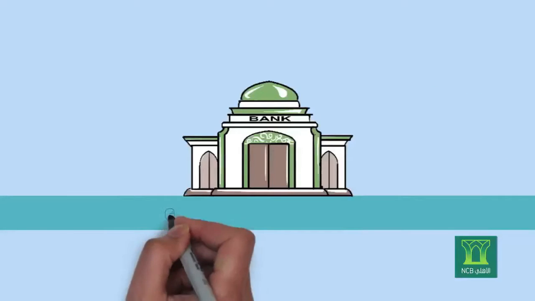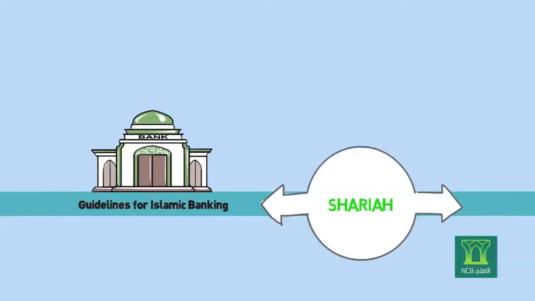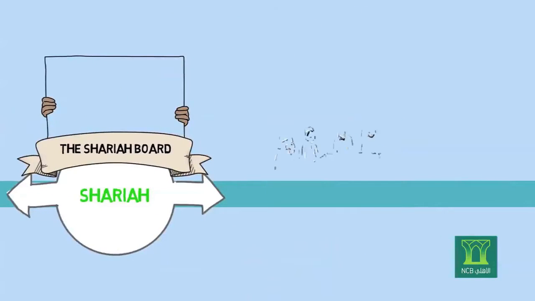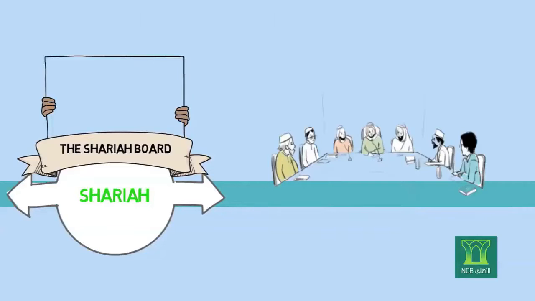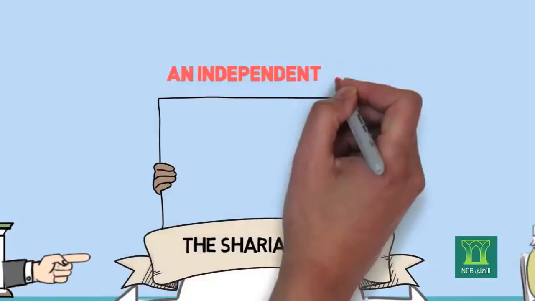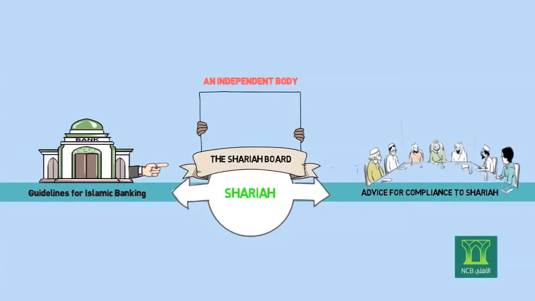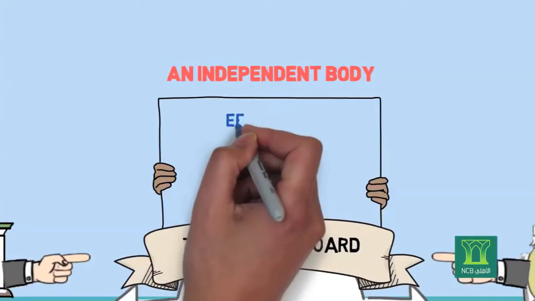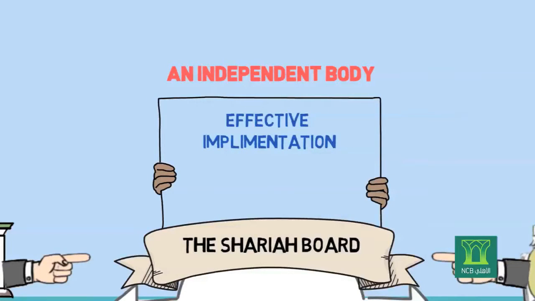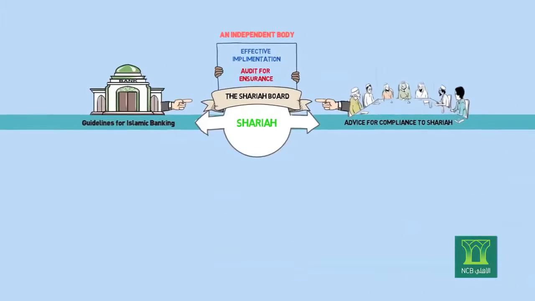Now, let us see who provides guidance to an Islamic bank on Sharia. It is a Sharia board. Sharia board is an independent body that consists of Sharia scholars. Each Islamic bank is required to appoint an independent Sharia board, which will advise them on how the Islamic banking activities can be done in a Sharia-compliant manner. The Sharia board checks whether the Sharia guidelines are implemented effectively by the Islamic bank, and a regular Sharia audit is conducted to ensure this.